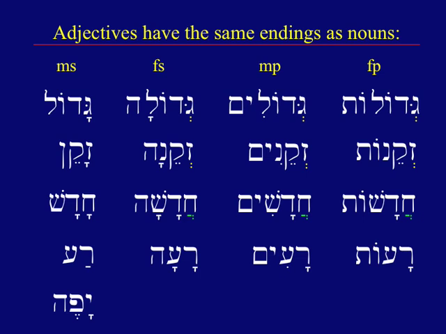Yafeh, handsome or pretty. Feminine singular, yafa, we take off the hey of the root before we add suffixes, as with yafa, yafim, or yafot.